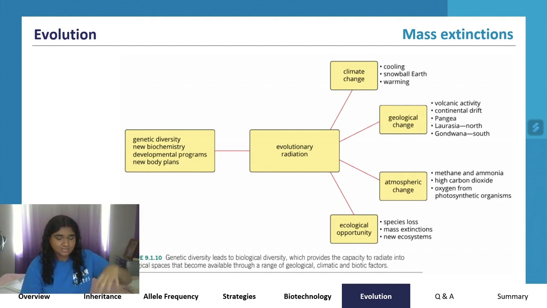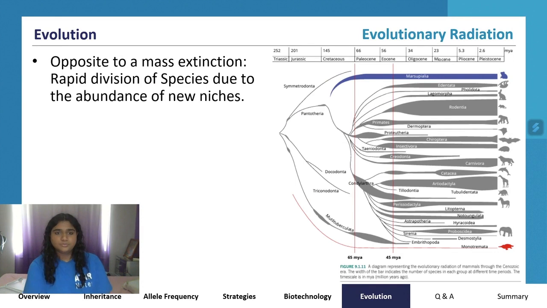A mass extinction is where multiple different species become extinct, and sometimes a mass extinction, where all of these species are dying out, opens up new niches within an ecosystem, which creates the need for evolutionary radiation. So all of these species start to divide really, really quickly, forming new species to fill up those niches that were left behind by the ones who died out previously. And so you can sort of track how these happen. So yeah, evolutionary radiation is the opposite to mass extinction.